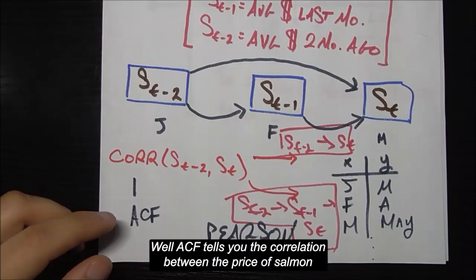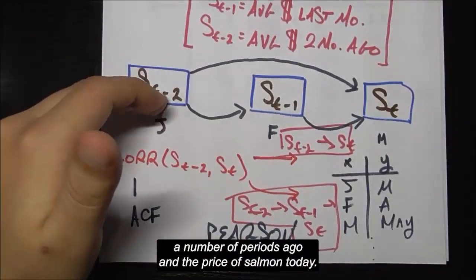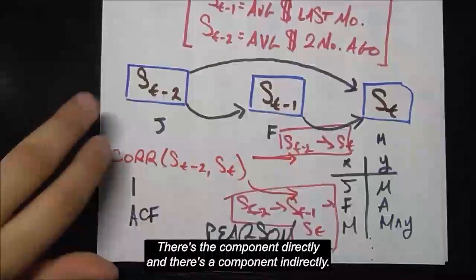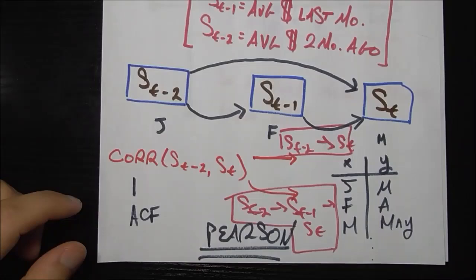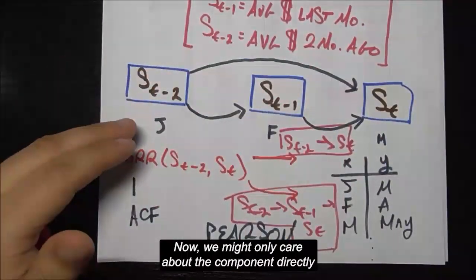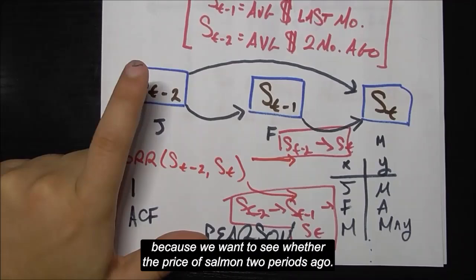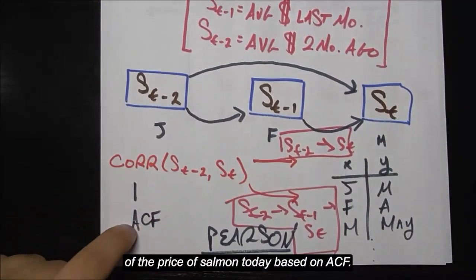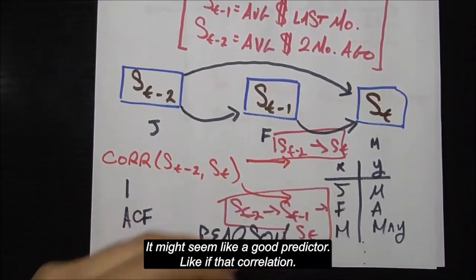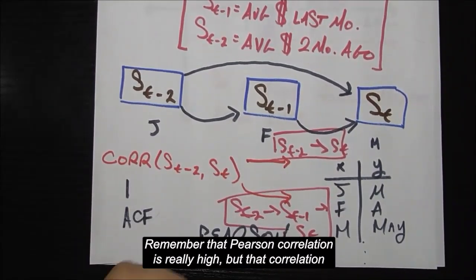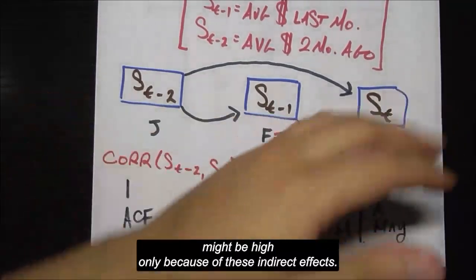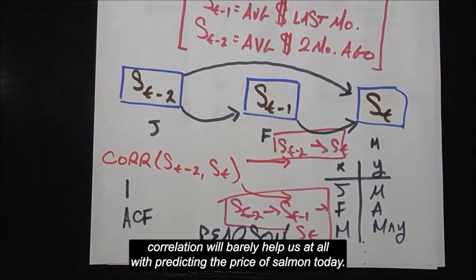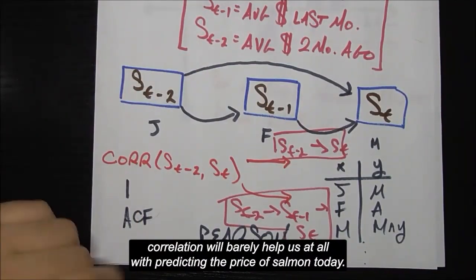Well, ACF tells you the correlation between the price of salmon a number of periods ago and the price of salmon today. But of course, there's a lot of different components of that. There's the component directly and there's a component indirectly. Now, we might only care about the component directly because we want to see whether the price of salmon 2 periods ago, so 2 months ago, is a good predictor of the price of salmon today. Based on ACF, it might seem like a good predictor, like if that Pearson correlation is really high, but that correlation might be high only because of these indirect effects. It might be the case that the direct effect has little to no correlation and will barely help us at all with predicting the price of salmon today.